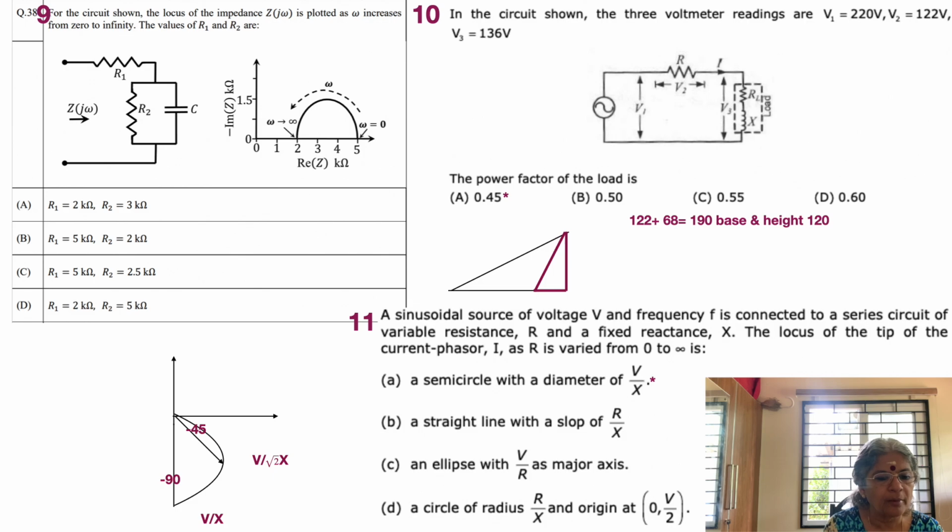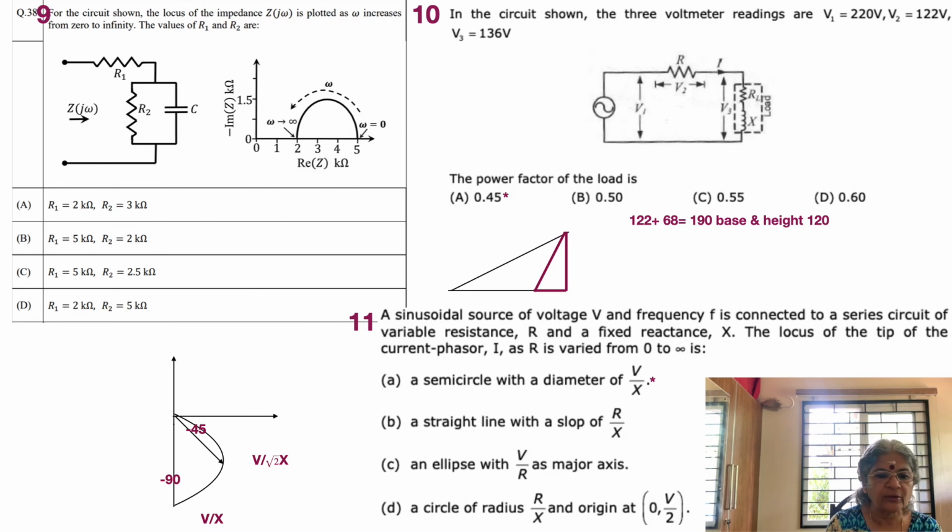Okay, another locus is given in problem number 11, wherein we read that a sinusoidal source of voltage V and frequency F is connected to a series circuit of a variable resistor and a fixed reactance X. In this case, the reactance is fixed, but the resistance is varying, unlike in the earlier case where frequency was varying. The locus of the tip of the current phasor I, as R is varying from 0 to infinity, is what?